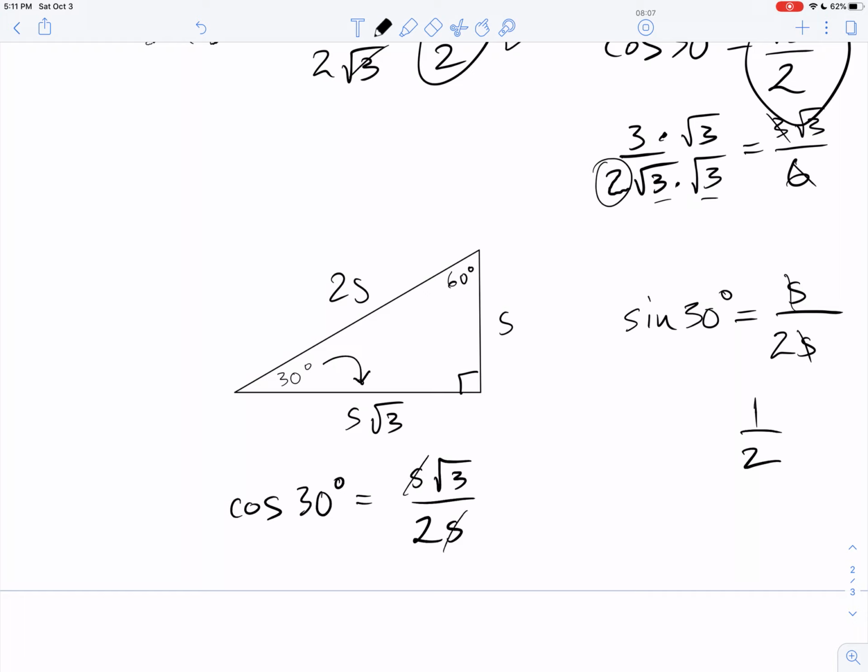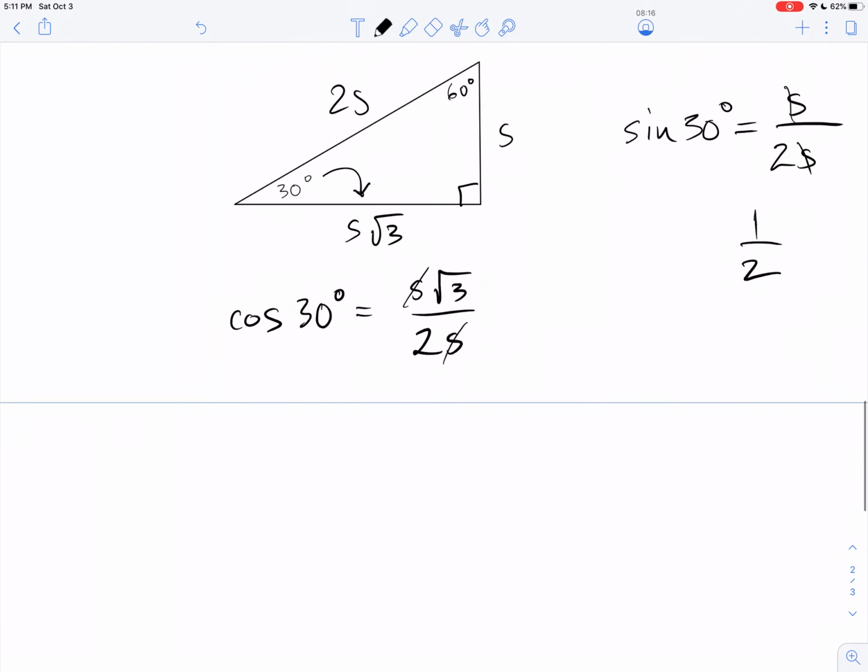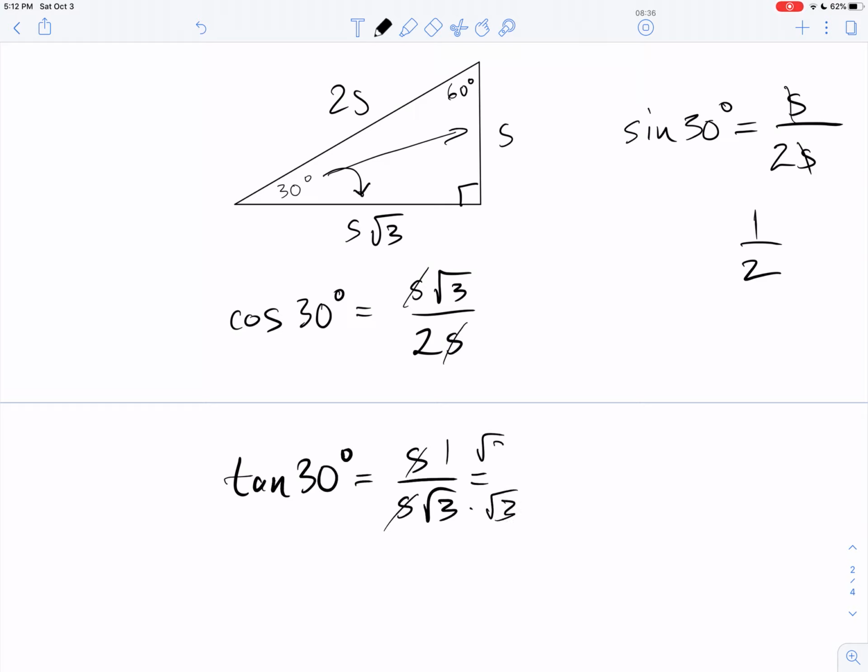I do. What about tangent? What's the answer for tangent? It's rad 3 over 3. What? The answer for tangent of 30, look, it would be opposite over adjacent. And then I'd go, the S's cancel. And I'd get, I got to get the rad out of the bottom. Rad 3 over 3 is the answer.